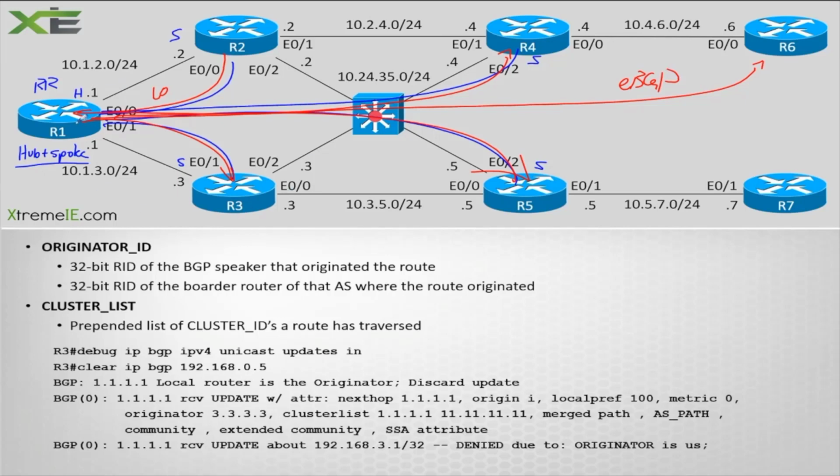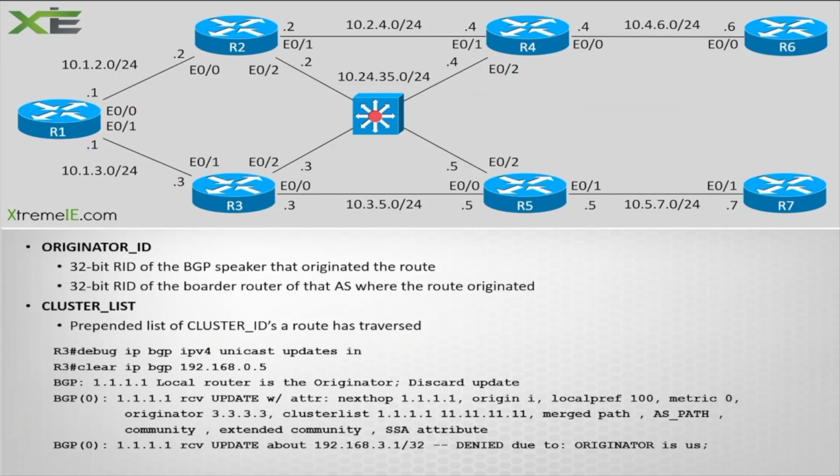So route reflectors are definitely the easier way to do this. And when we deal with route reflectors, the first attribute that we have to be aware of is going to be the originator ID. So what is that? Well, the originator ID is going to be the 32-bit router ID of where that route came from. And when we say came from, it could either be the originator or it could be the border router where that route essentially came from.